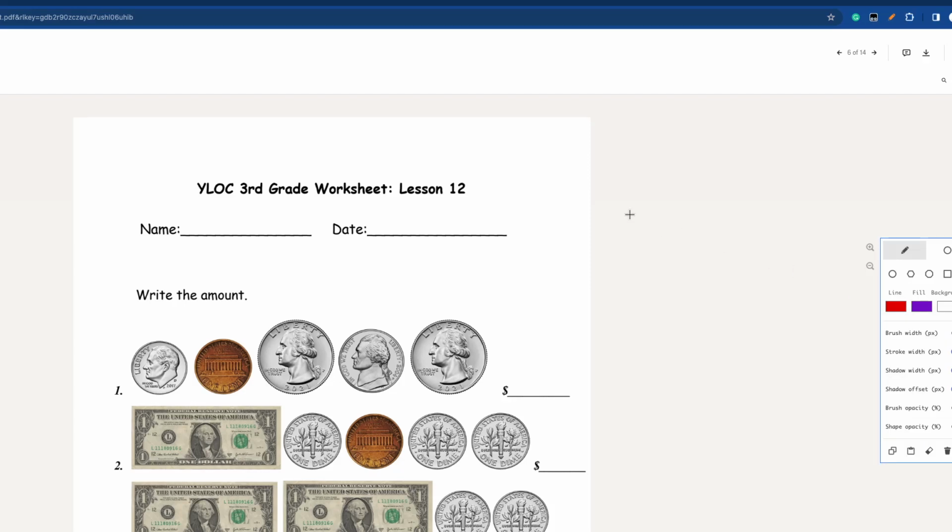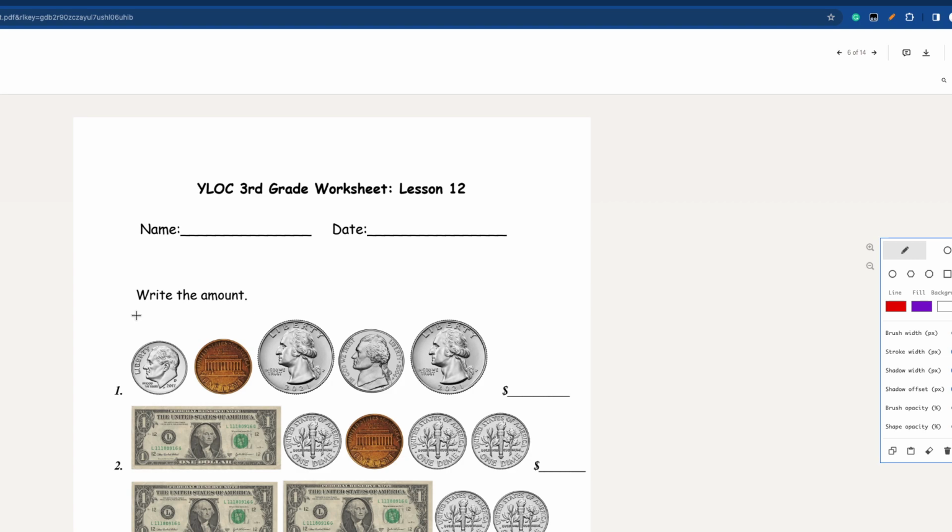Hello, this is Whitelock third grade worksheet lesson 12. So we're going to start off with write the amount. As you can see, we see some coins. All right, so number one shows a dime, a penny, a quarter, a nickel, and a quarter.